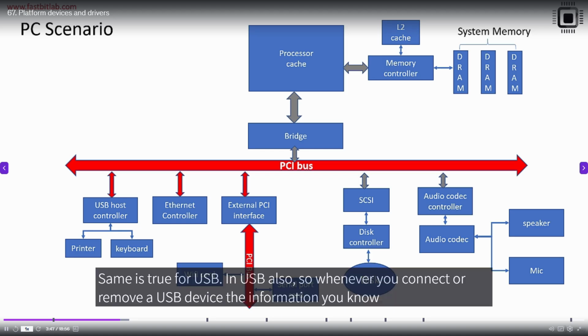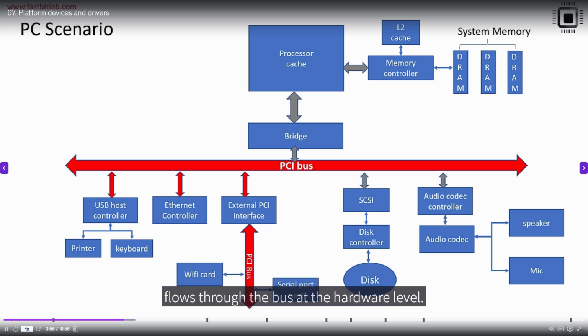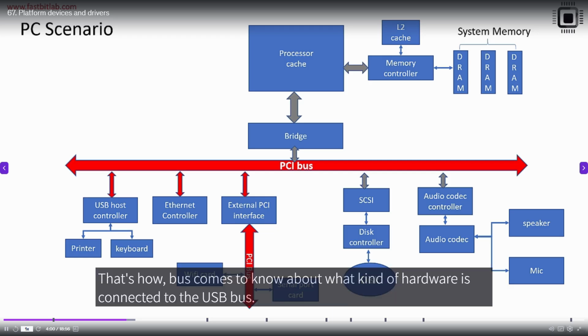Same is true for USB. In USB also, whenever you connect or remove a USB device, the information flows through the bus at the hardware level. That's how the bus comes to know what kind of hardware is connected to the USB bus.